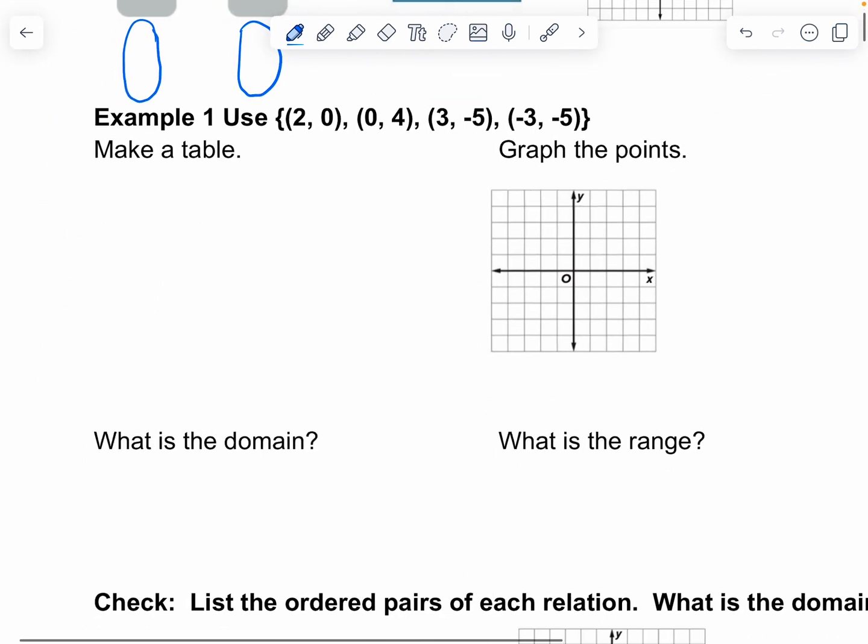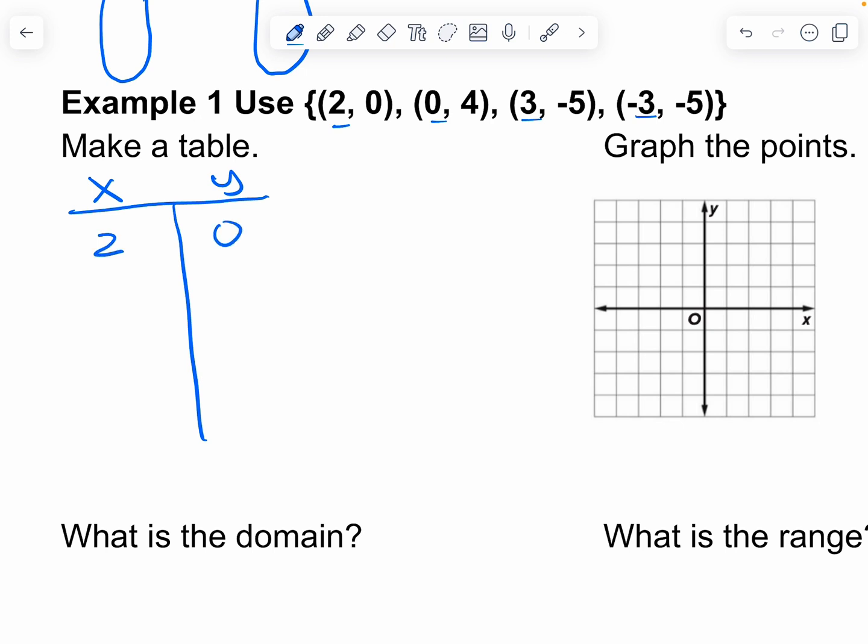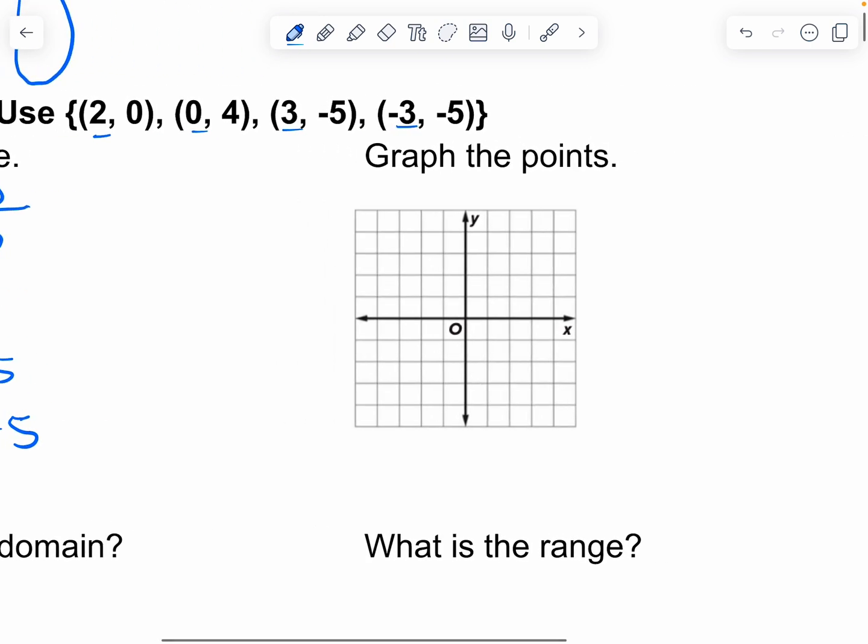So, what we're going to do is, we've been given this example, we're going to make a table. Remember, x's, y's. X's are the ones that come first. Then the y's. And there we have a table. Okay, then over here, we plot 2, 0, 0, 4, 1, 2, 3, 4, 1, 2, 3, -5.